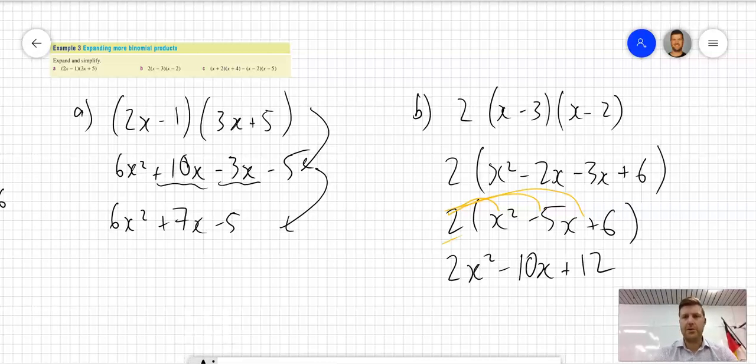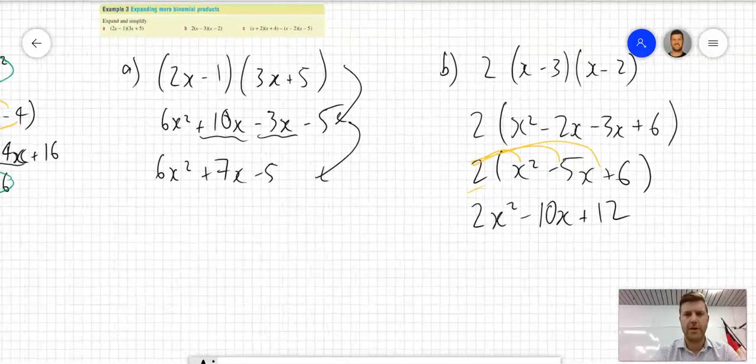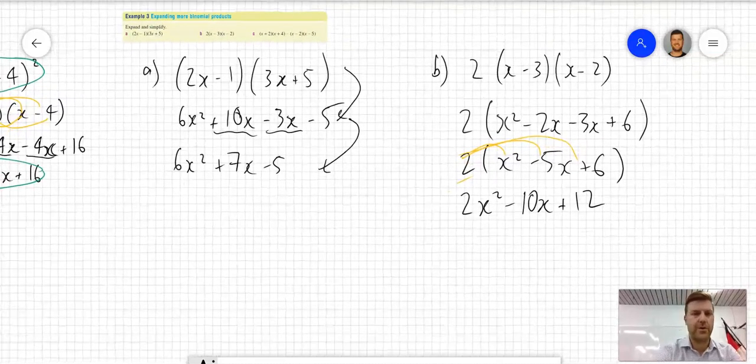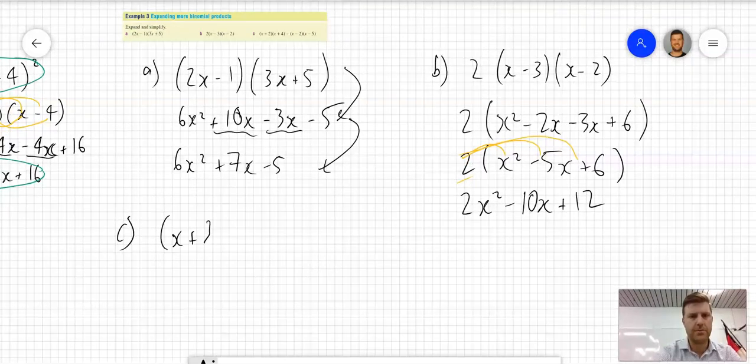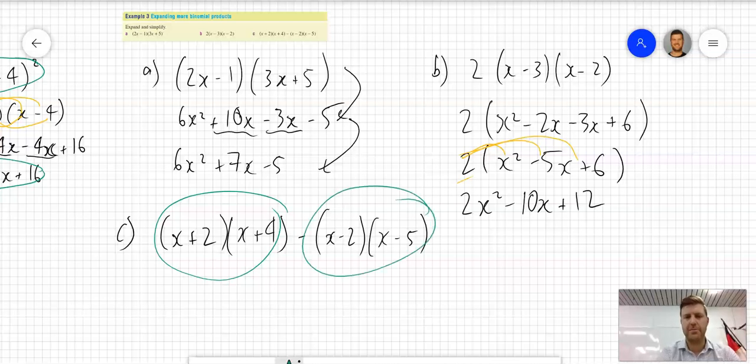Alright, the last example I'm going to show you guys is two sets of binomial products, and this can be a little bit tricky. So bear with me here as I go through this one. Let's write it out. So x plus 2, x plus 4, take x take 2, x take 5. Now, I'm just going to work on the first pair of binomial products and then the second pair of binomial products. But I'm going to leave them inside brackets, and I'll tell you why in just a second.